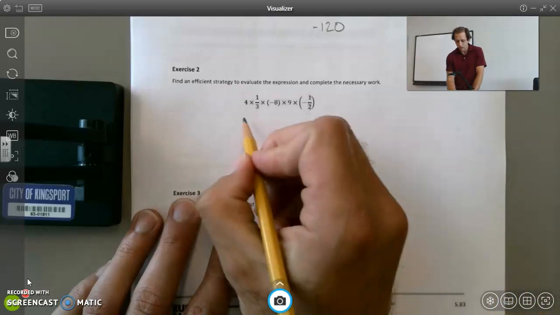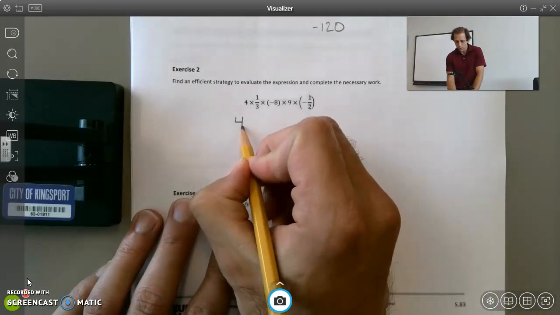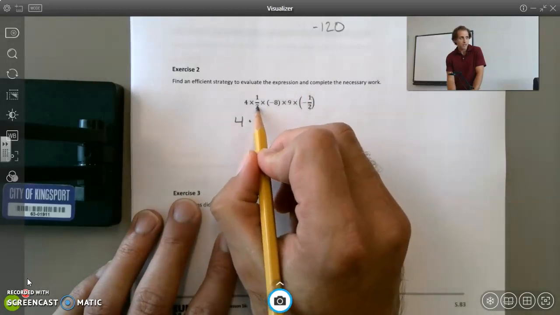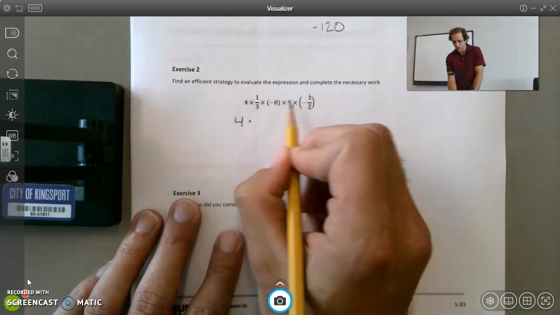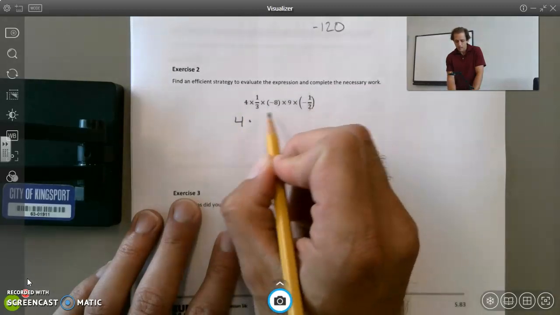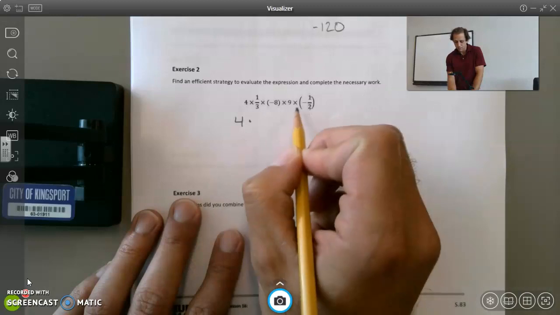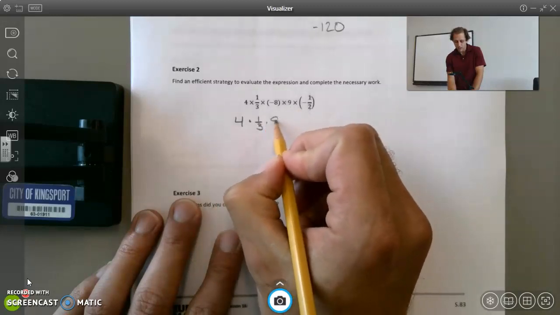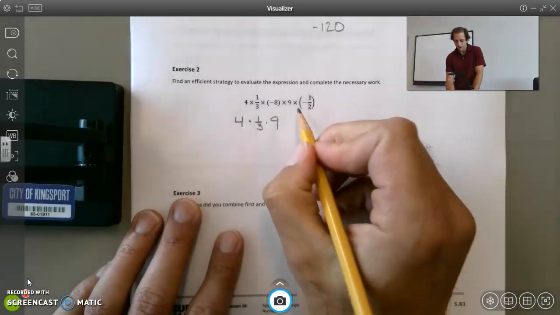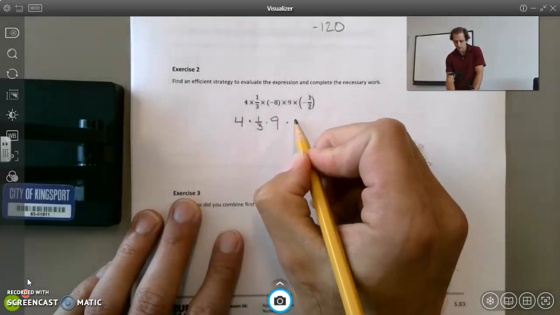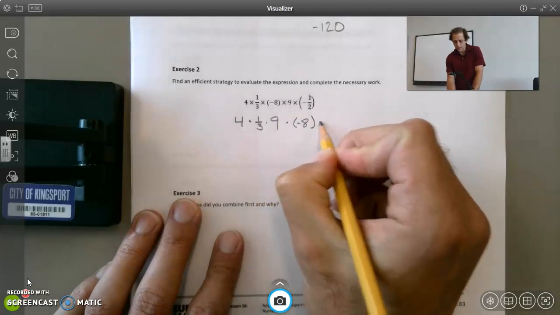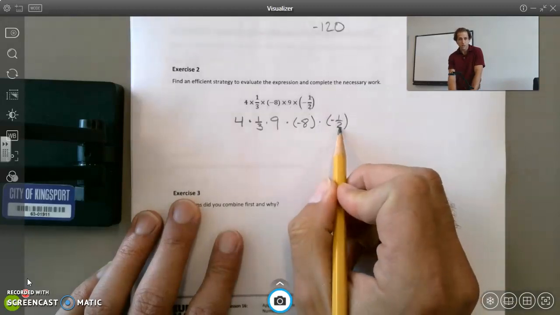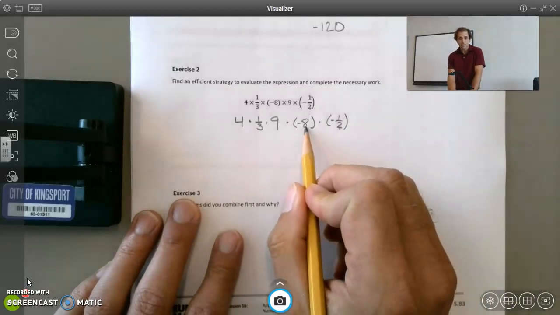So here, I'll keep the 4 over here, and I'm actually going to look at these two together. 1/3. Do we have any number that is divisible by 3 that I could use here to create a whole number? I see one, 9. So 1/3 times 9. Now I have these two numbers together. Negative 8 times negative 1/2. Again, we're looking for a number that is divisible by 2. 8 is divisible by 2.